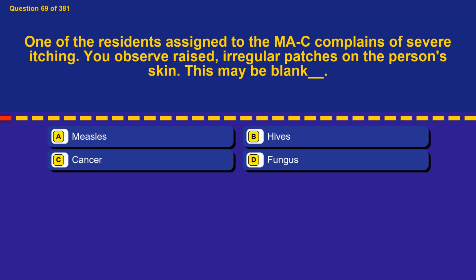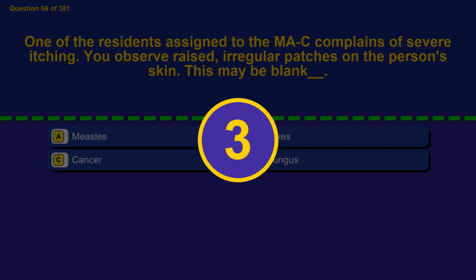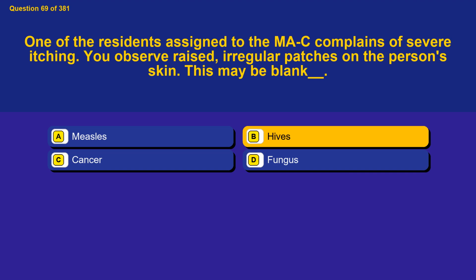Question 69. One of the residents assigned to the MASI complains of severe itching. You observe raised, irregular patches on the person's skin. This may be blank blank. Option A, measles. Option B, hives. Option C, cancer. Option D, fungus. The correct answer is option B, hives.